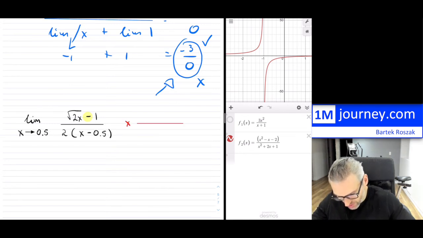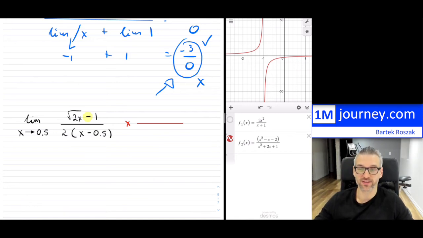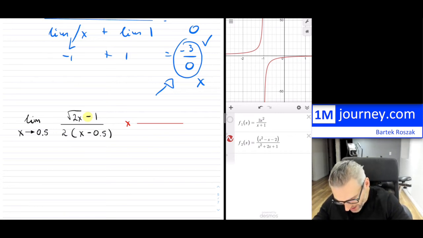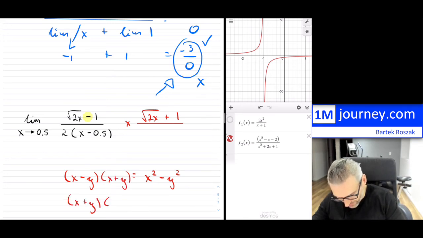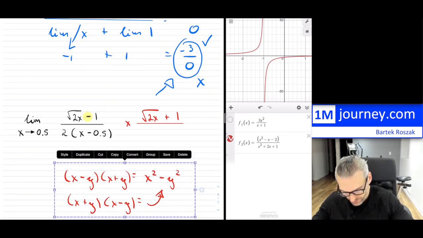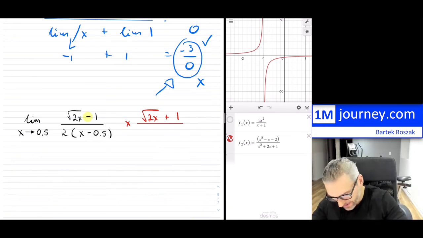So what I like to do is multiply and basically create a difference of squares to get rid of that radical. So I would get 2x plus 1. And this comes from the fact that x squared minus y squared, for those who remember, is what the difference of squares is. It's x minus y multiplied by x plus y, or x plus y times x minus y. That is the difference of squares. So I hope that you do remember that from your earlier years in math. And I will do that.